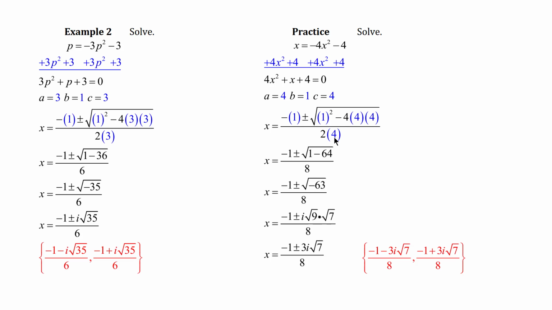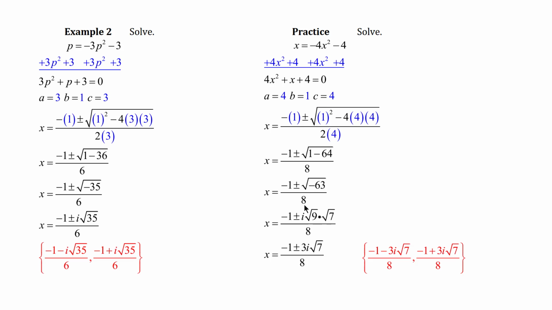Next, we simplify, starting with the numerator. 1 squared is 1, minus 4 times 4 times 4 is minus 64. In the denominator, we have 2 times 4, which is 8. So the result is x equals negative 1 plus or minus the square root of 1 minus 64 over 8. Next, we could subtract 64 from 1. We get negative 63. So we have x equals negative 1 plus or minus the square root of negative 63 over 8.